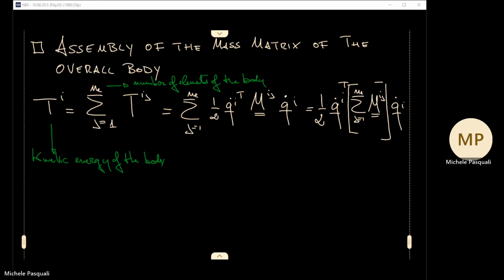And then we define Mi as the sum from j going from 1 to NE of Mij. The assembly of the mass matrix of the body is as simple as that. It's just a sum. It's not bad.